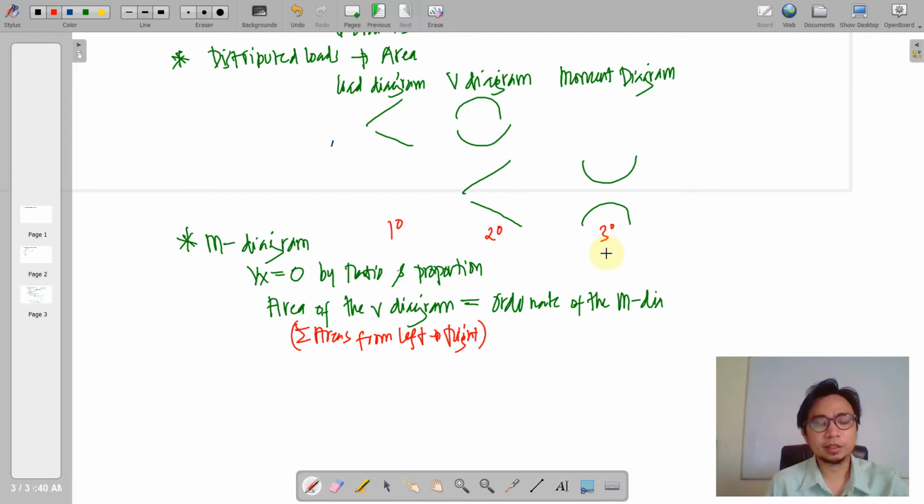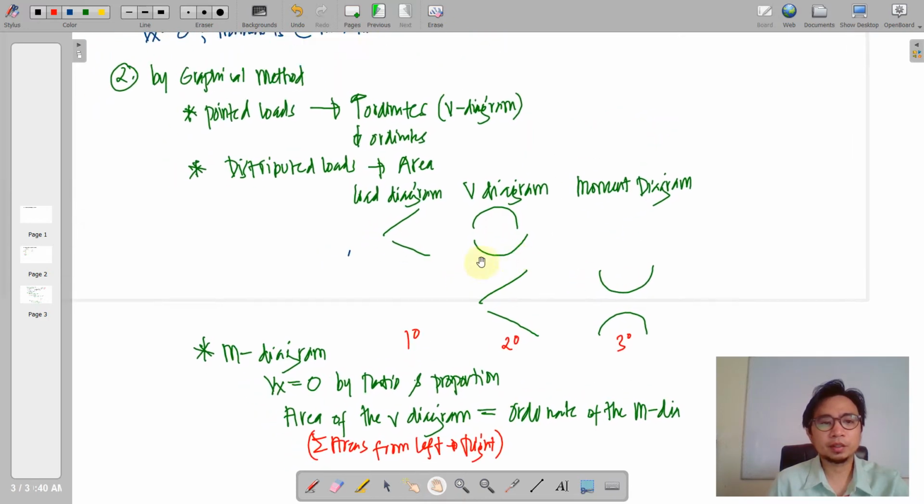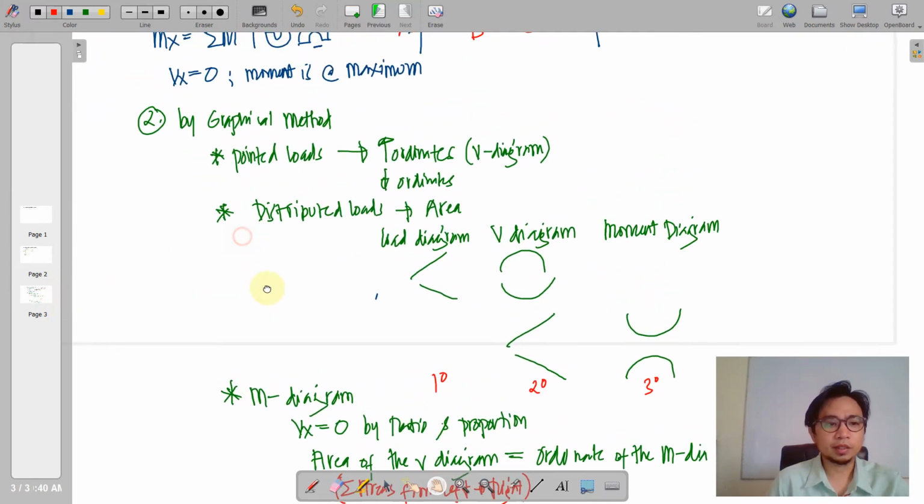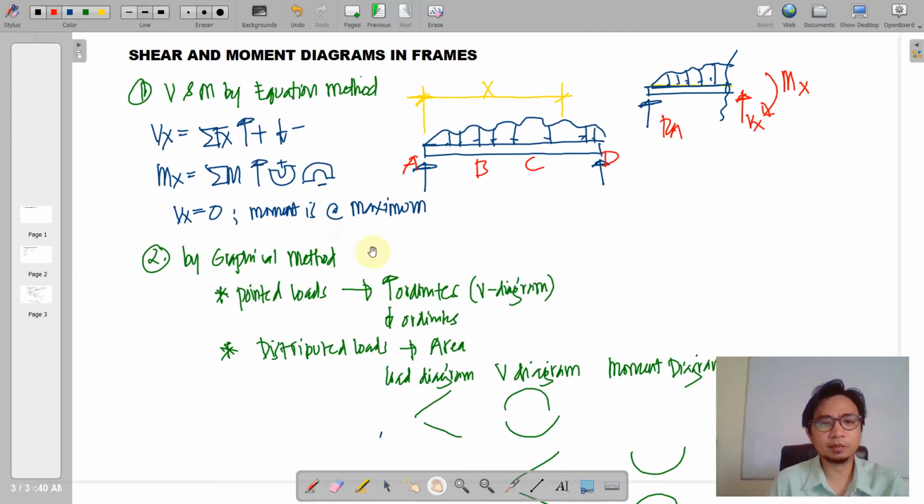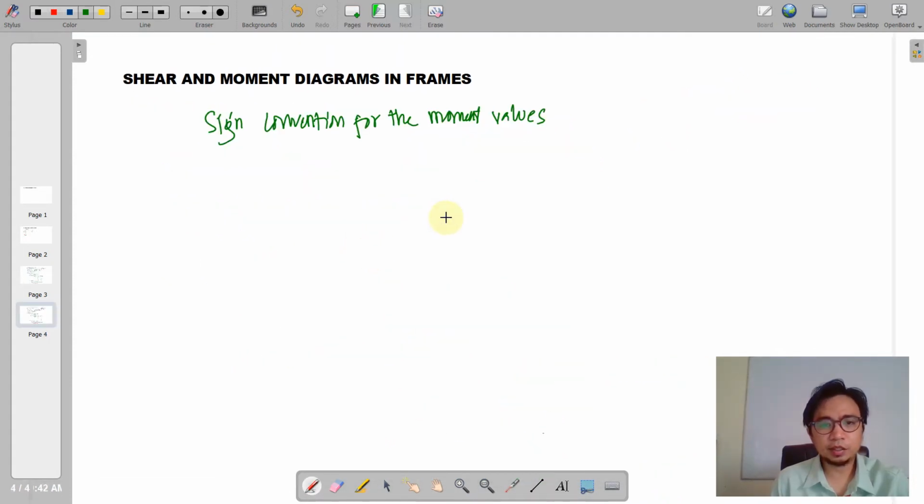So that's the procedure. So what is new in our topic, shear and moment diagram in frames, is that the sign convention for the moment values is now different for frames, because frames include vertical or diagonal members, unlike in beams where your member is always horizontal.